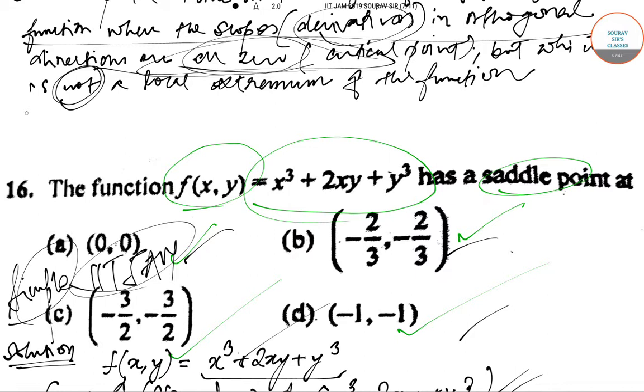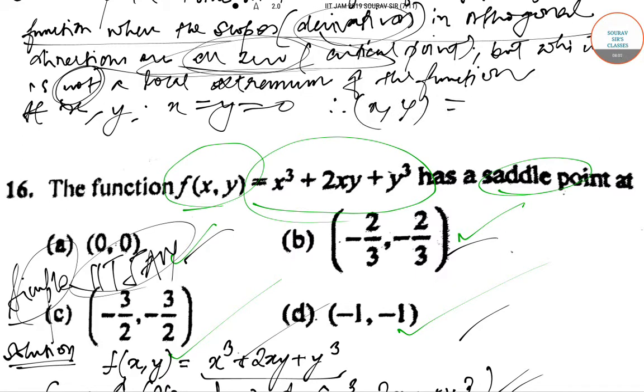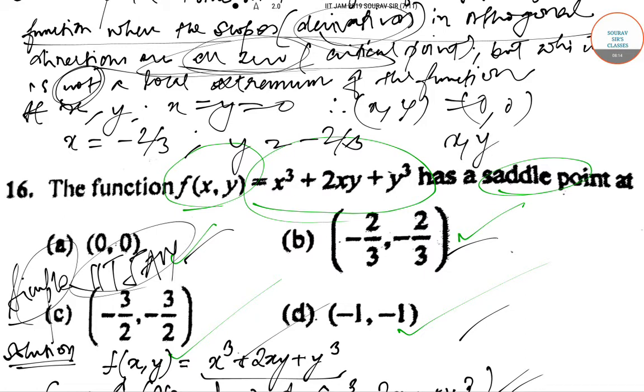Now see, at x and y both equal to 0, suppose x equal to y equal to 0, xy would be 0 0, that is at origin, simple as it is. So x would be equal to minus 2 by 3 and y would be equal to minus 2 by 3 as well. So the xy which we are getting is at minus 2 by 3 and minus 2 by 3.